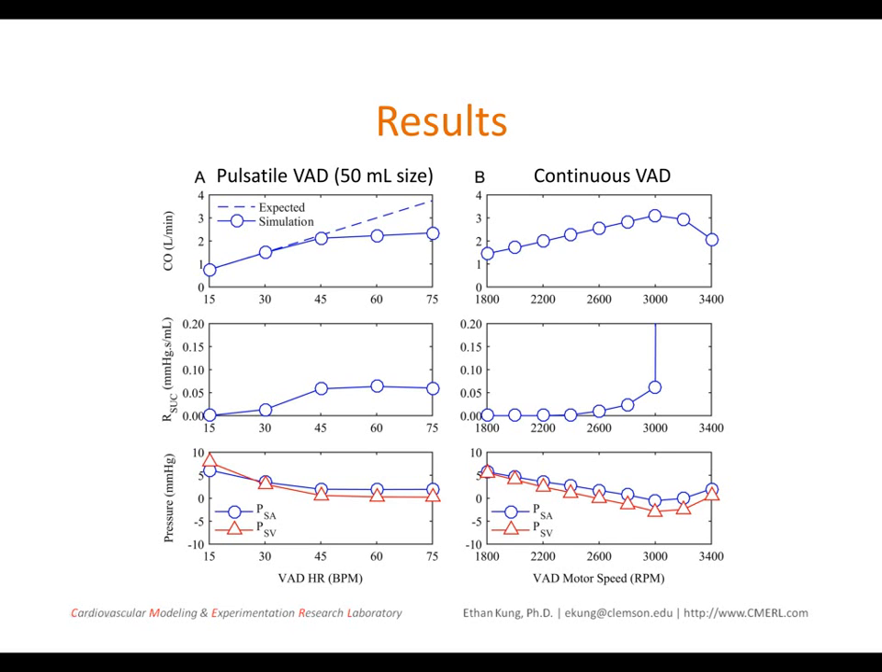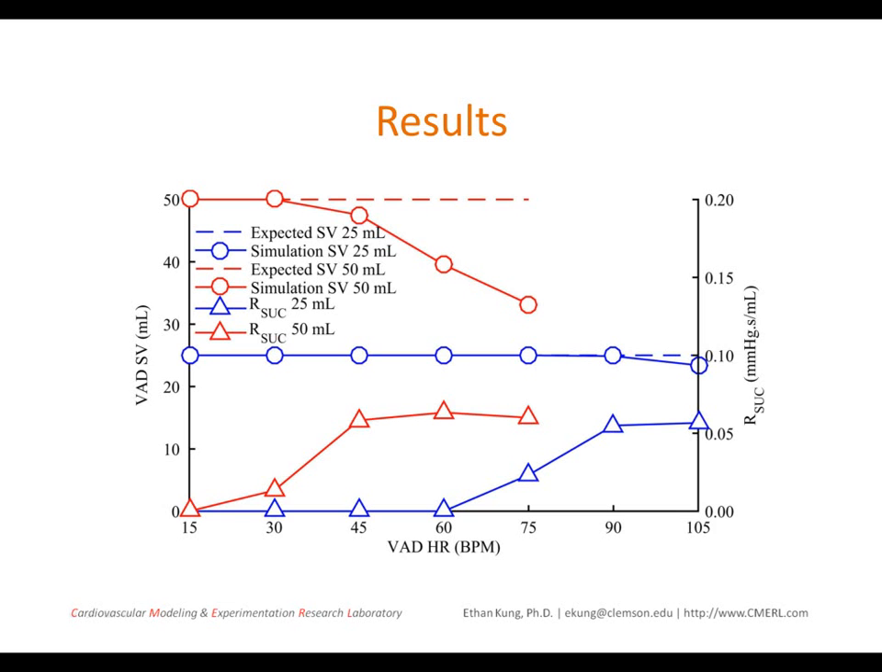Here are simulation results averaged across the patient cohort. For a pulsatile VAD, the expected output is the size of the device times the pump rate, but we're seeing here that at higher pump rates, the actual output is lower than what would be expected. Notice that the continuous VAD is able to produce a higher maximum output than the pulsatile one. The output limitation of the pulsatile VAD is due to the decrease in stroke volume at higher pump rates.